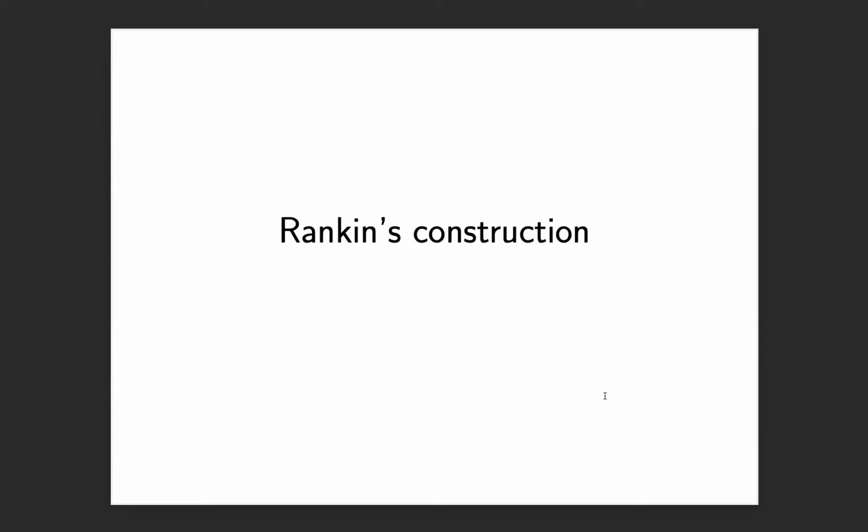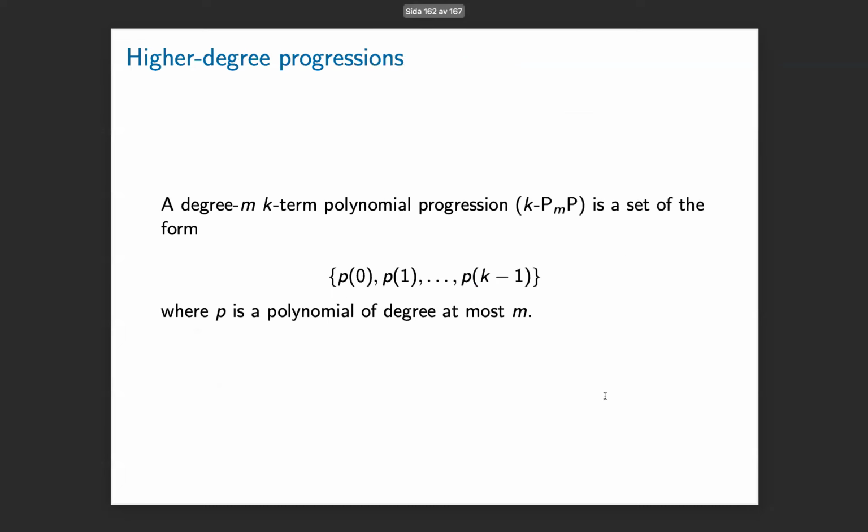Now I'll conclude by giving an overview of Rankin's construction. So I'm going to introduce a generalization of arithmetic progression called polynomial progressions. This is a set, actually, we're going to now allow it to be a multi-set where we have some degree m polynomial, and we're going to evaluate the polynomial on 0, 1, all the way up to k minus 1. These are the points.